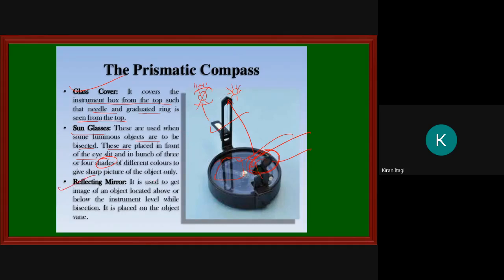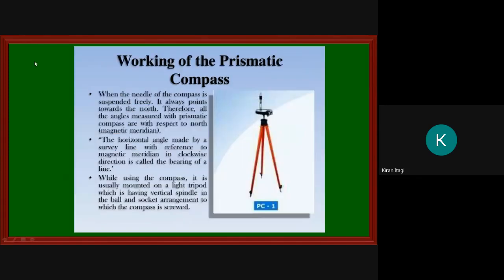The reflecting mirror is used to get the image of an object located above or below the instrument level. While bisecting, it is placed on the object where it is used. Next we have the tripod. This is the tripod stand above which we mount the compass.